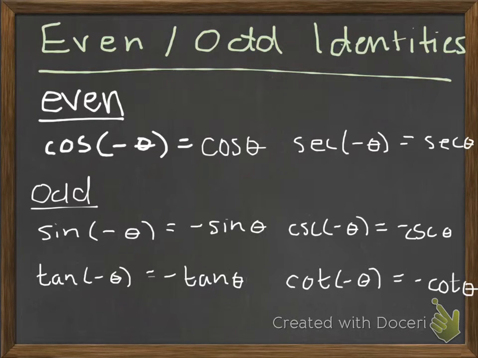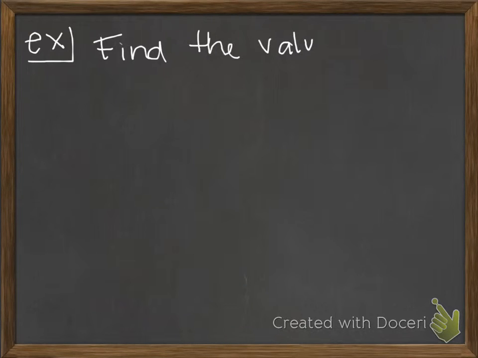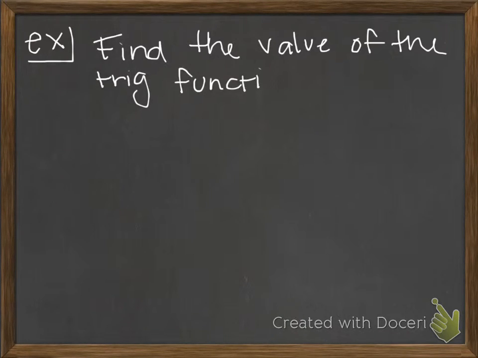So we're going to do a few examples to discuss how to use this, and then we'll move on to the next set of identities. So for our first example, the directions say find the value of the trig function. I'm only going to write these directions one time. I suggest you do the same. Just write it one time and put all your examples underneath this heading. So they want you to find cosine of a negative pi over 4.